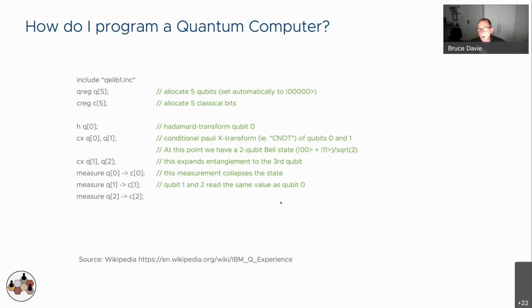We're doing a Hadamard transform, which is actually like that rotation that I talked about earlier. It's also a bit like a Fourier transform. We're doing another kind of transform. And then I really love this line. This expands the entanglement to the third qubit. So we can literally say, I want to entangle a set of bits and cause 3 different bits to have a state where they're all in this indeterminate state, but if we measure one of them, we're going to find out the state of the other one.